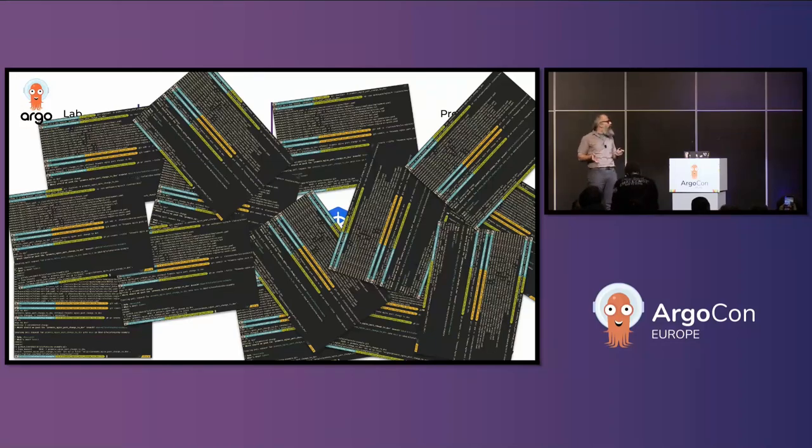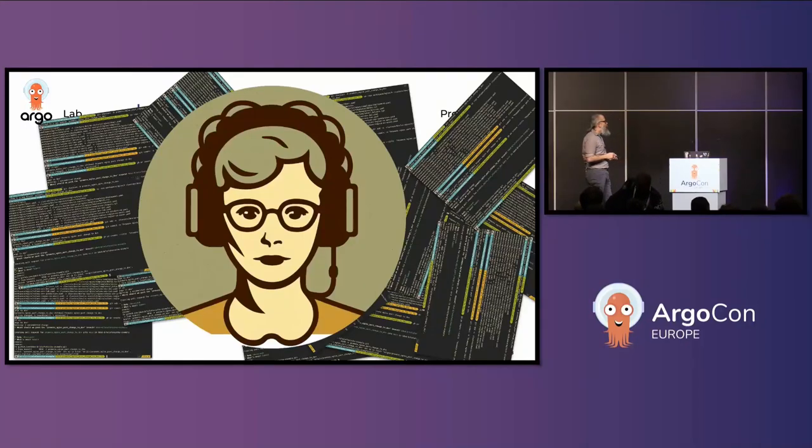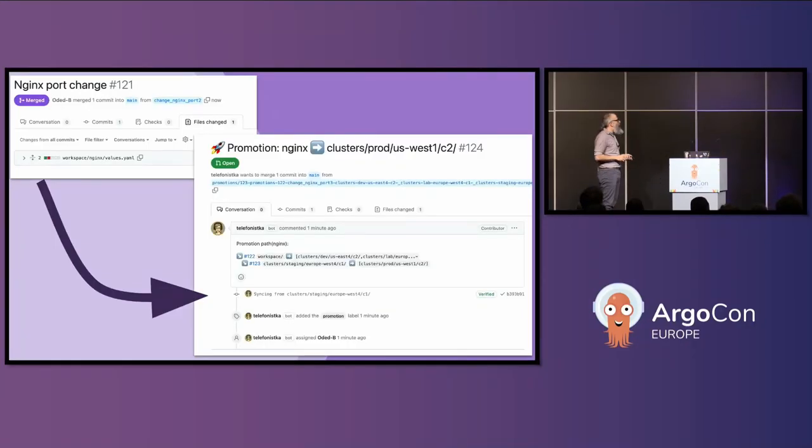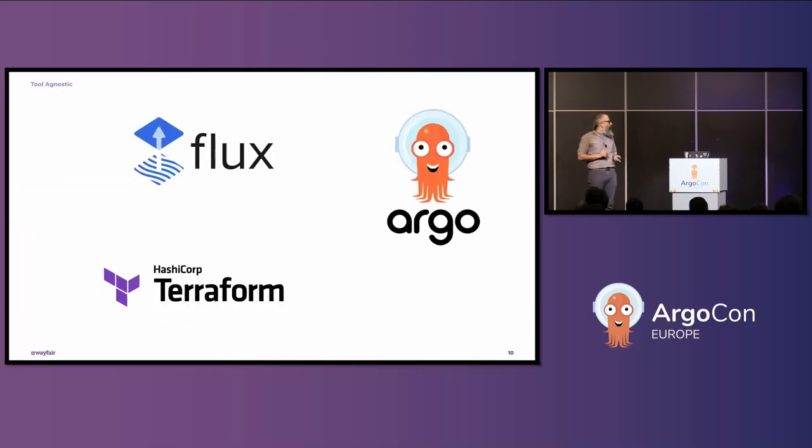So I wrote a tool to help me with that, and it's called the Telefonistka. The basic functionality of Telefonistka is that it watches over merged pull requests that change files in specific folders in your repo, and opens pull requests that sync those changes to new folders. A PR is merged, a new PR is created by Telefonistka. It's tool agnostic because it basically manipulates files and pull requests, so it can work with Argo CD, but it can also work with Terraform or Flux or any other GitOps repo or tool.